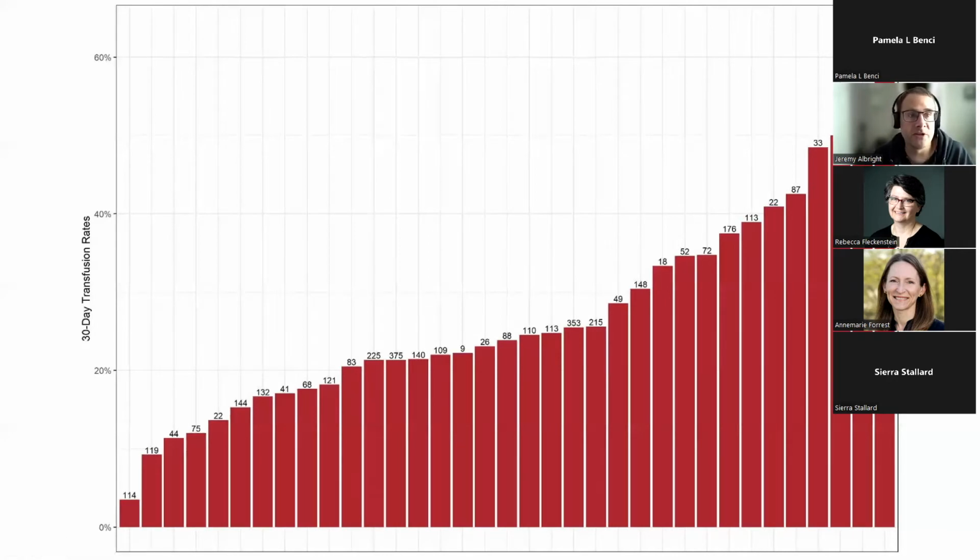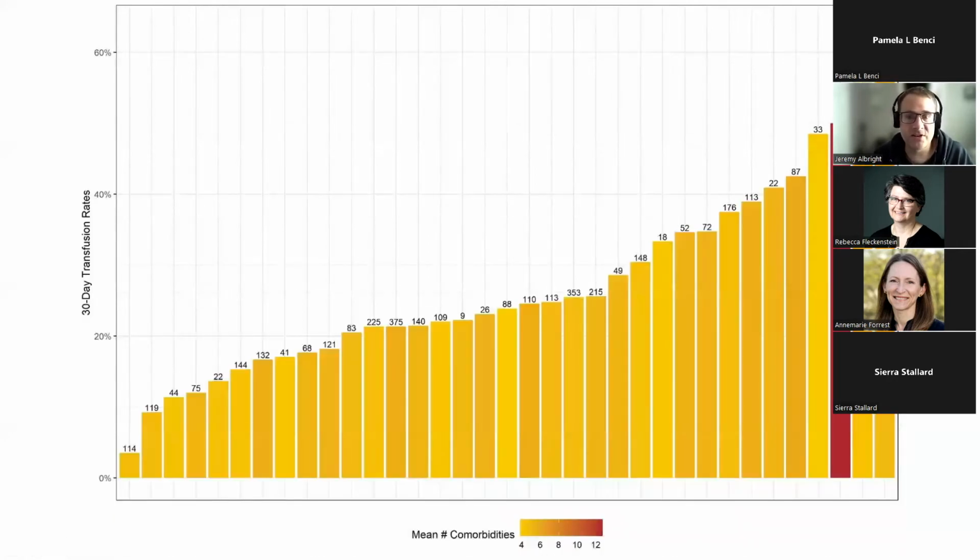And it actually even gets a little bit more complicated. So this next slide is the same information. It's the same rank ordering, but I've color-coded the bars in terms of the average number of comorbidities that a patient has when they present at this particular site.